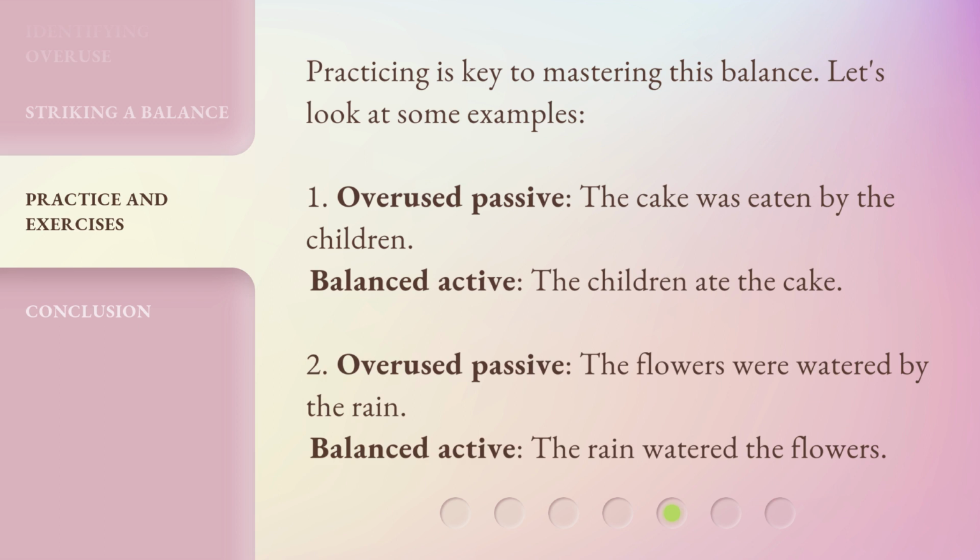Let's look at some examples. 1. Overused passive: The cake was eaten by the children. Balanced active: The children ate the cake. 2. Overused passive: The flowers were watered by the rain. Balanced active: The rain watered the flowers.